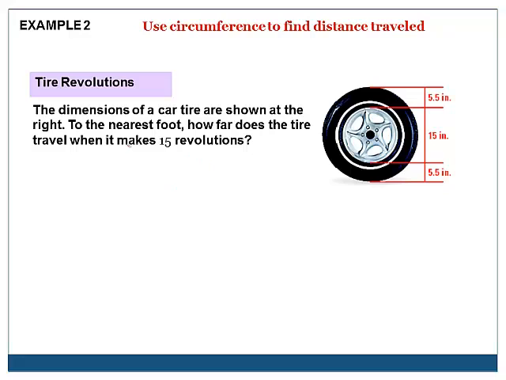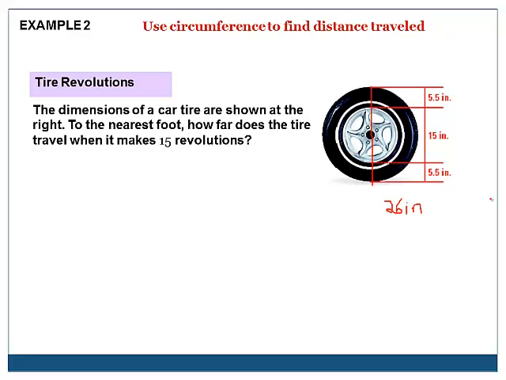Okay, tire revolutions, example 2. It says the dimensions of a car tire are shown at the right. To the nearest foot, how far does the tire travel when it makes 15 revolutions? So what we need to do is figure out the circumference of the tire. What I see labeled is 5.5 inches, 15 inches, and then 5.5 inches, because you have the actual tire width as well, and the rim width. So when you add those together, you get 26 inches as your diameter.